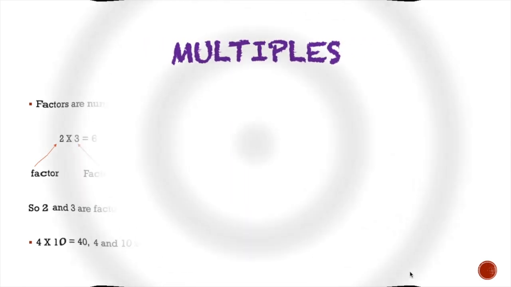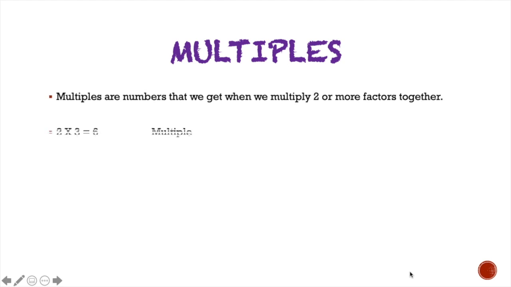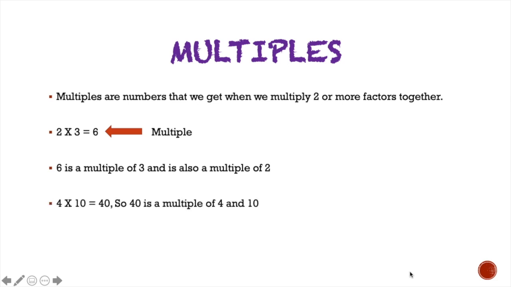Now multiples, on the other hand, are what we get when we multiply 2 or more factors together. If we look at the product of 2 and 3, for instance, we get 6, and we can therefore say 6 is a multiple of both 2 and 3. Again, if we multiply the numbers 4 and 10, we would get 40, and so we can therefore conclude that 40 is a multiple of both 4 and 10.